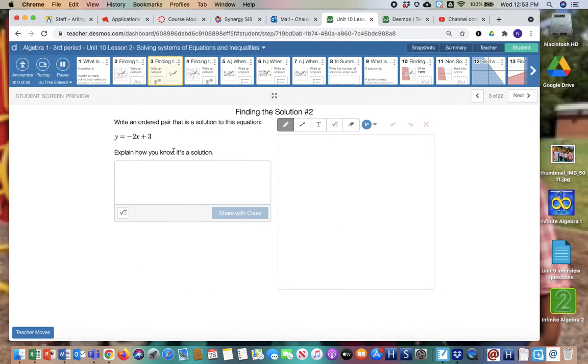Okay, so how do we find it from an equation? Write an ordered pair that's a solution to this equation and explain how you know it's a solution. I'm just going to pick a value for x. How about 1? I take the equation y equals -2x plus 3 and put a 1 in for x. So -2 times 1 plus 3. Well, -2 times 1 is just -2, and -2 plus 3 is +1. So I get y equals 1.